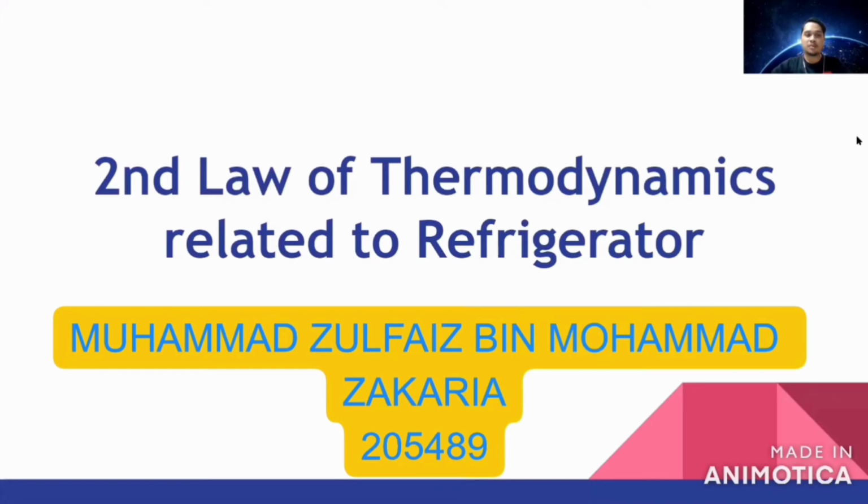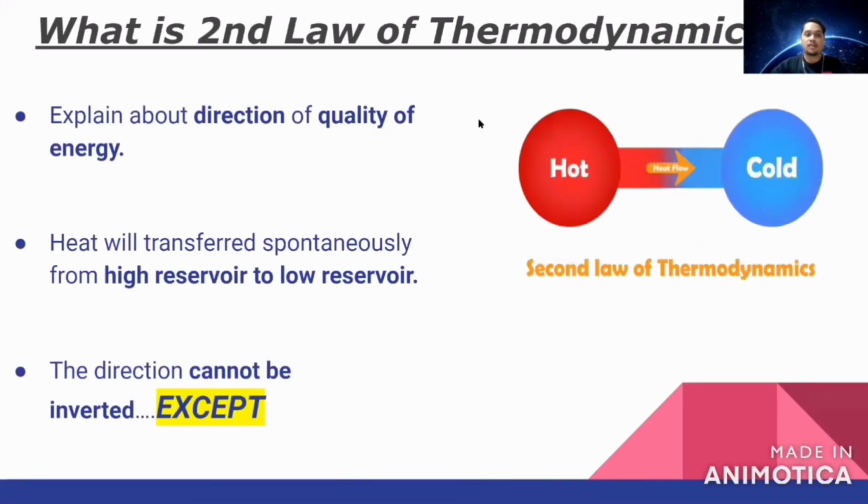Now I will explain about the second law of thermodynamics related to the refrigerator. So what is the second law of thermodynamics? The second law of thermodynamics explains the direction and quality of the energy. It means the heat will transfer spontaneously from a high reservoir to a low reservoir. Let's say in the example given, it contains a hot chamber and a cold chamber. The hot chamber contains a high capacity of heat and the cold chamber contains a low capacity of heat.